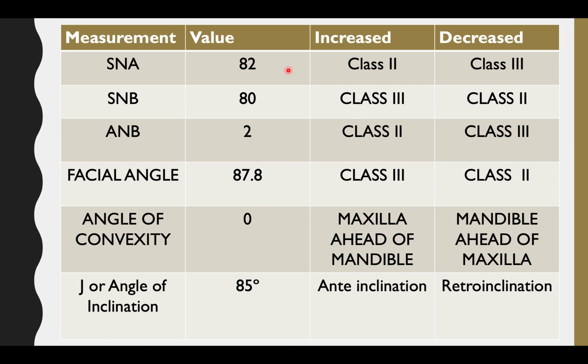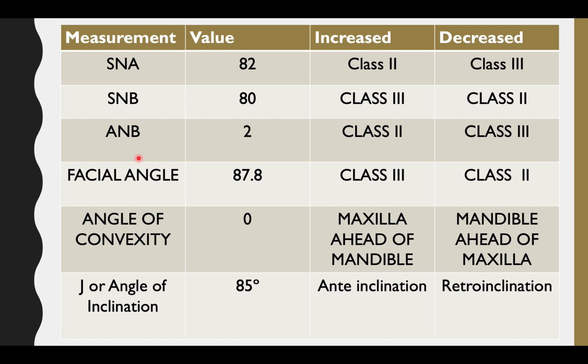So whenever the SNA is increased, it leads to class 2, that is a forwardly positioned maxilla and an orthognathic mandible. If information regarding SNB, that is the mandible, is also given, then you can come to a conclusion whether it is a class 2 or a class 3. So normally with an increased SNA, it is class 2. With decreased SNA, it is class 3. If the SNB is increased, class 3; decreased, class 2.